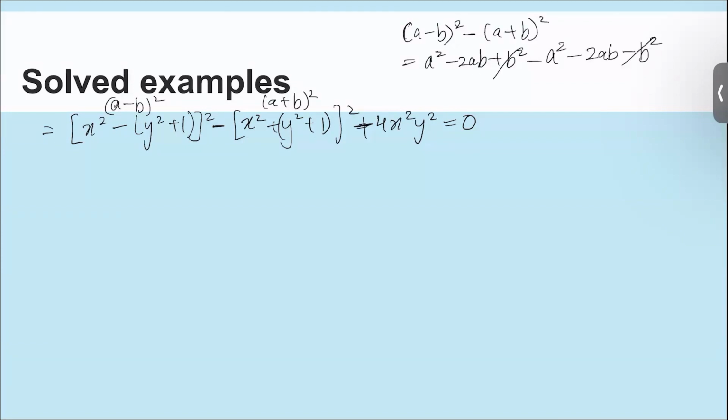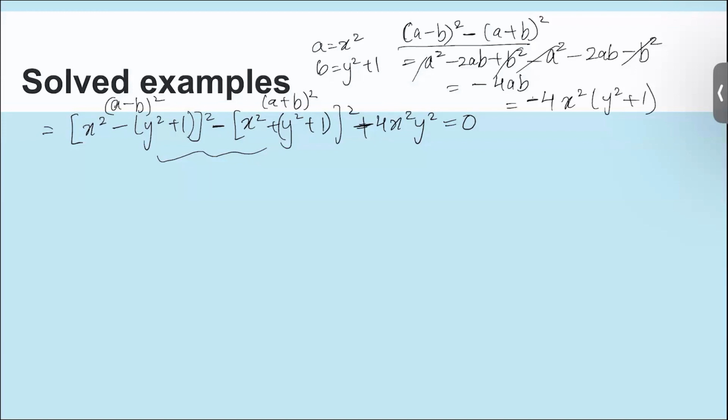Okay, so over here you can cancel these out. What you are left with is minus 4ab. So if you have to write this in terms of this, what is minus 4 a? a is equal to x squared, b is equal to y squared plus 1. So minus 4 into x squared multiplied by y squared plus 1.